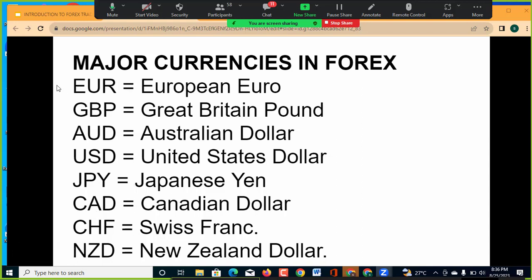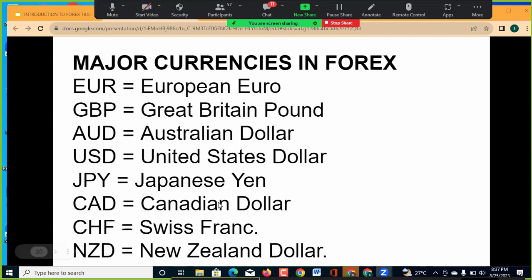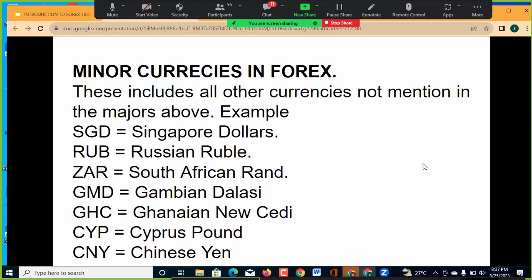We have the first one here, euro. We have the Great Britain pound, Australian dollar, the US dollar, the Japanese yen, the Canadian dollar, the Swiss franc, and the New Zealand dollar. These are all major currencies in the Forex market. Take notes. And the next one is minor currencies.